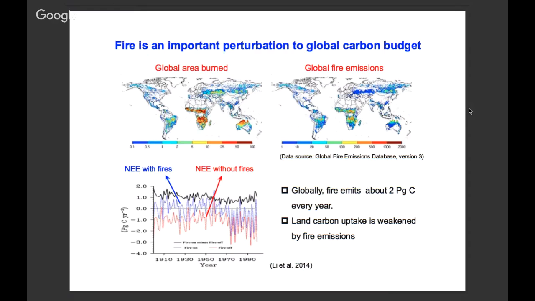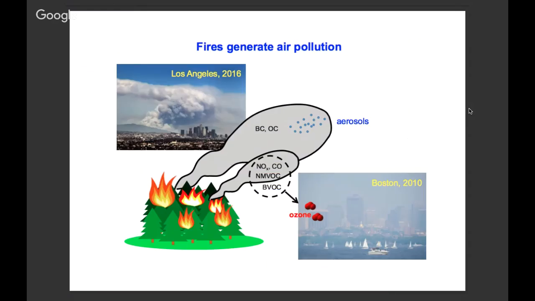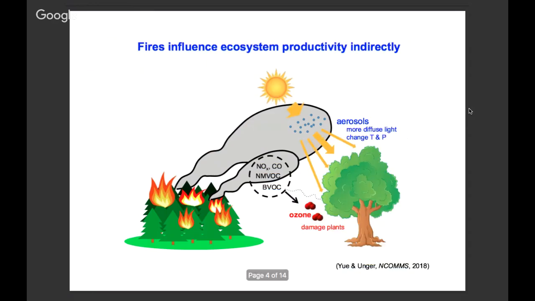In addition to carbon emission, fire also generates air pollution. This includes aerosols and also the formation of ozone. We know that this plume will be detrimental to public health in some downwind regions. More than that, fire plume also has some impact on plant health. The aerosols will affect radiation and also change temperature and precipitation. This will affect plant photosynthesis, while the ozone will damage plants through stomatal uptake. So in this talk, we are going to quantify how ozone and aerosols from fire influence ecosystem productivity.